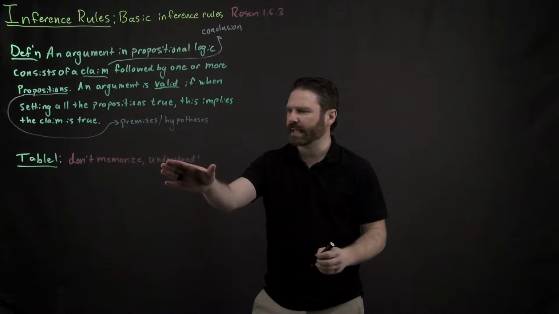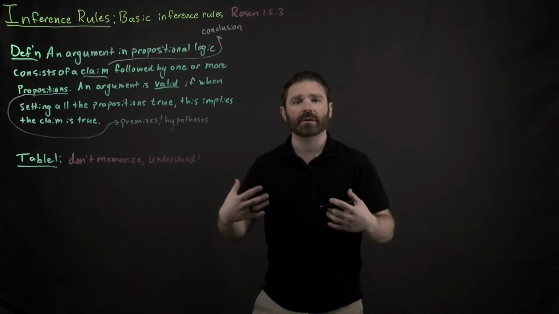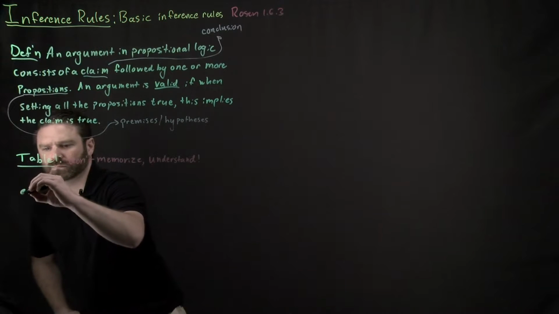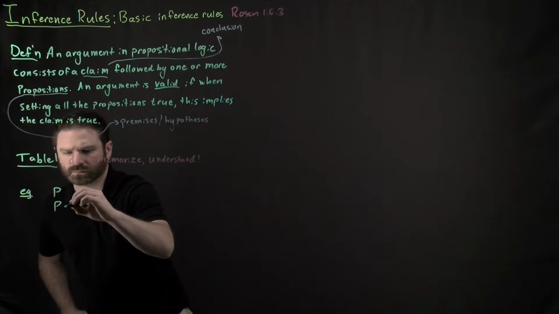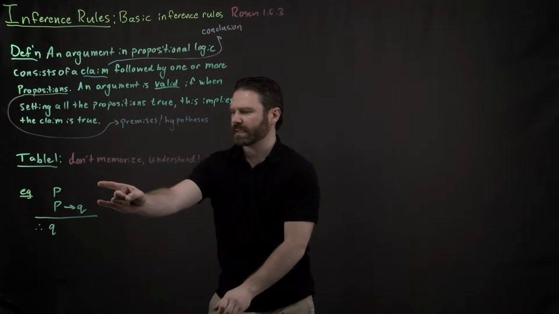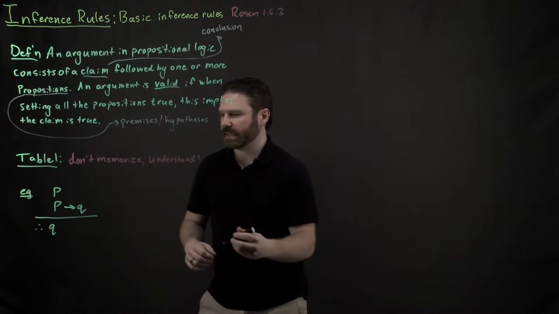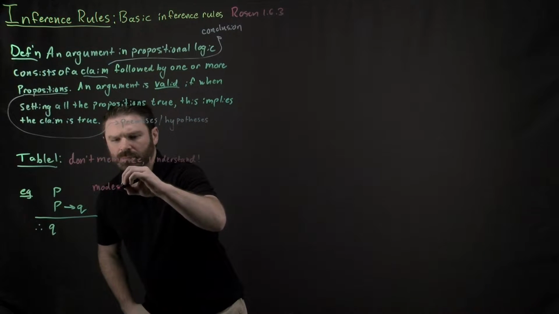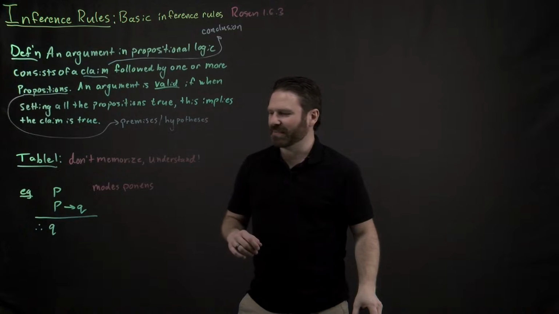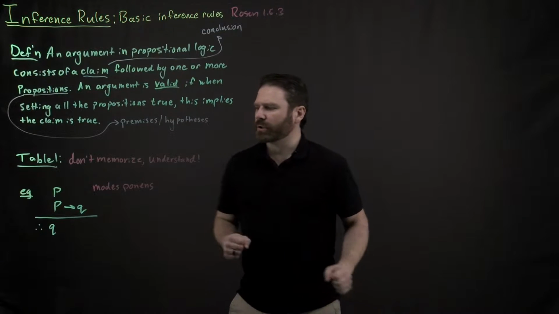And so to help you understand the various basic inference rules that are contained in table 1, let's go ahead and revisit the example that we looked at in the previous video. And if you recall, we had hypotheses P and P implies Q, and our conclusion was Q right here. This comes with a fancy name, modus ponens. You don't need to memorize that. And in fact, we don't need to memorize this right here. We need to understand it.